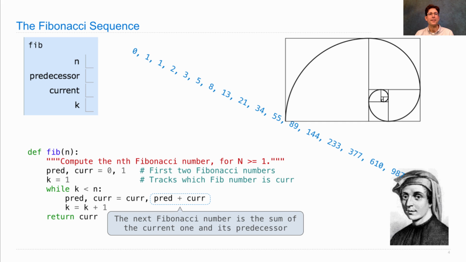In the environment diagram, we'll have pred and curr bound to 0 and 1 at the beginning, and then every time we execute this assignment statement, we'll rebind pred and curr to be two numbers farther up, always next to each other, but farther up in the Fibonacci sequence. So now they're 1 and 1, now they're 1 and 2, now they're 2 and 3, now they're 3 and 5. And in this way, we can compute any Fibonacci number we want just by letting that while statement run as long as we care.